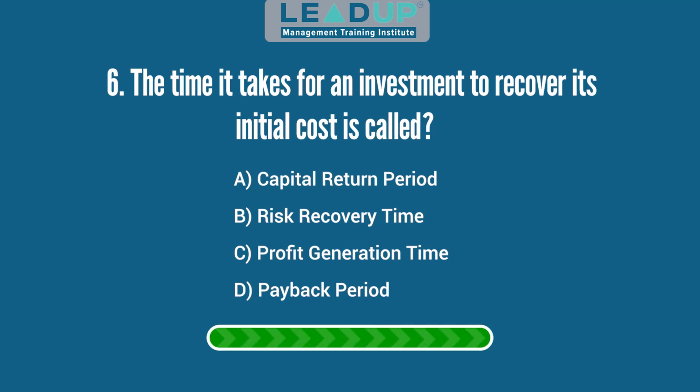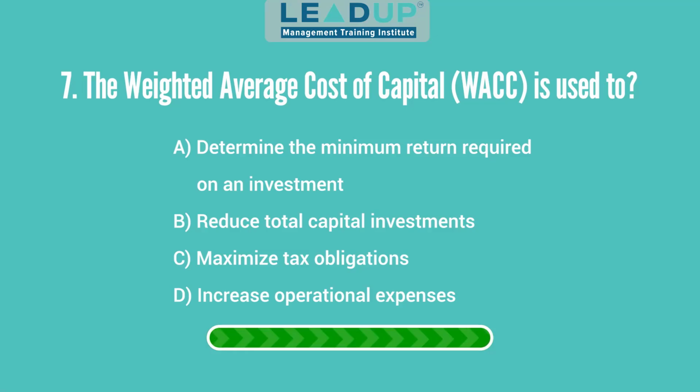Question 6. The time it takes for an investment to recover its initial cost is called A. Capital return period. B. Risk recovery time. C. Profit generation time. And D. Payback period. Answer: payback period.